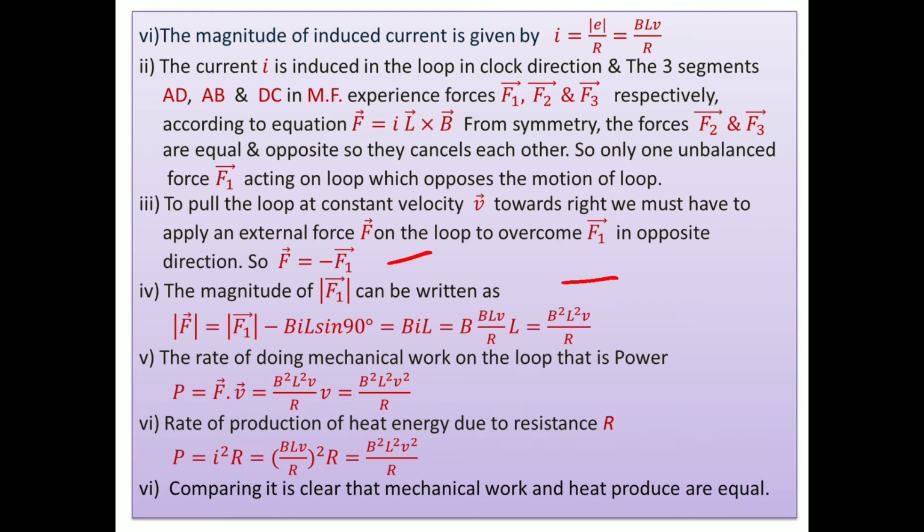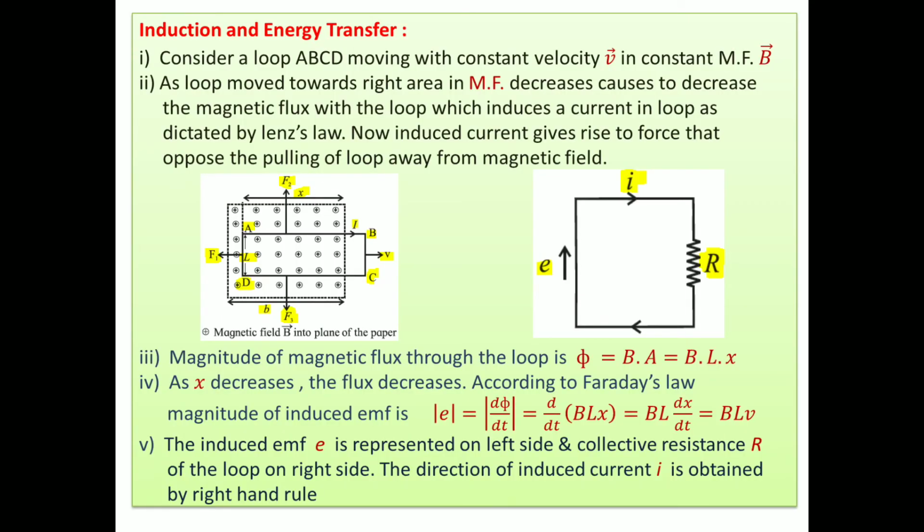For uniform velocity, if there were acceleration, more force would be needed, but to maintain the uniform velocity, this much force is there. The magnitude of vector F1 can be written as BIL sin 90. Why is sin 90 taken? It is the angle between L and B. The length, meaning the conductor, is in the plane, section AD here. The magnetic field is inwards, so they are perpendicular.